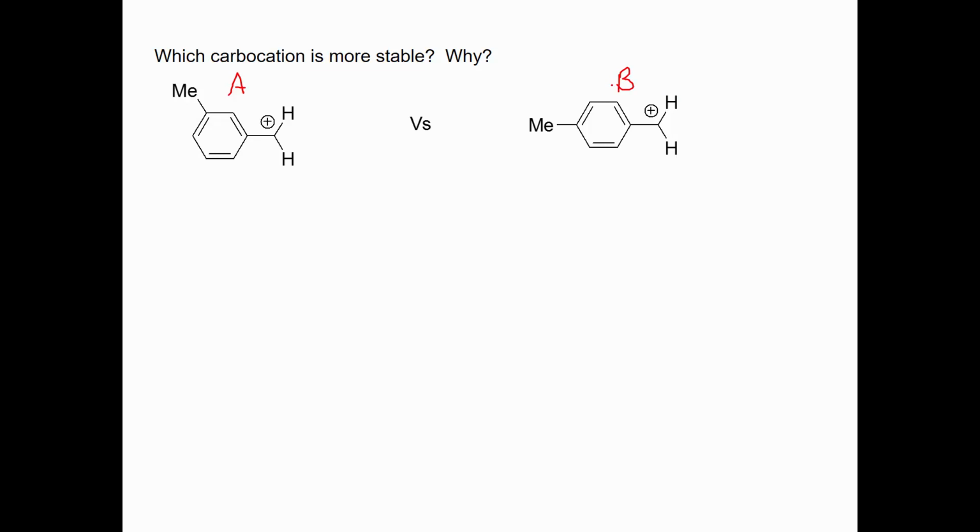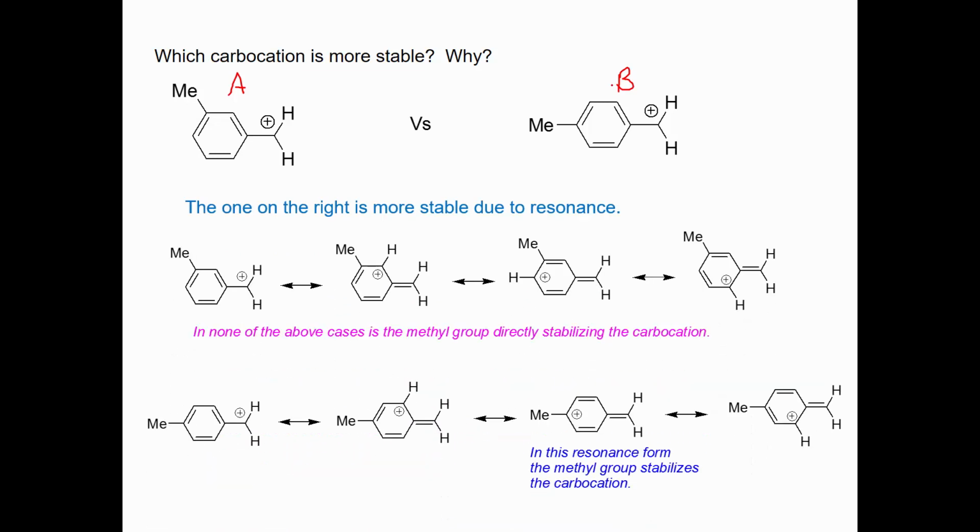All right, to answer this, what we start doing is we want to draw all of the resonance forms we can draw here. Okay, so the one on the right, carbocation B, is more stable due to resonance. All right, so in the top here we have resonance forms for A, and what you see when you look at these is that we have the resonance forms you'd expect to write, where we have it in the ortho position, the para position, and the other ortho position.